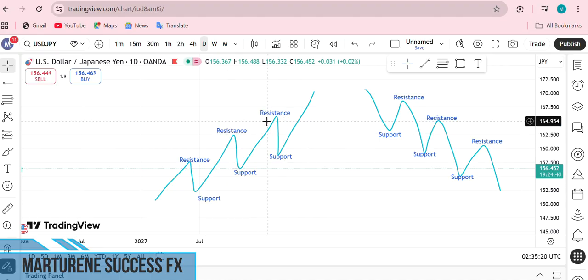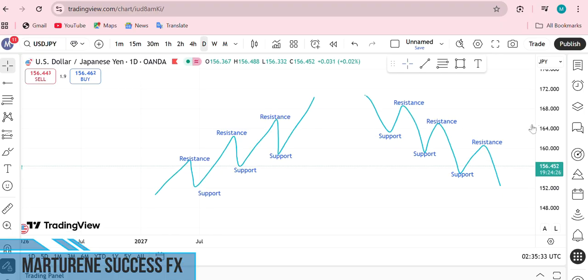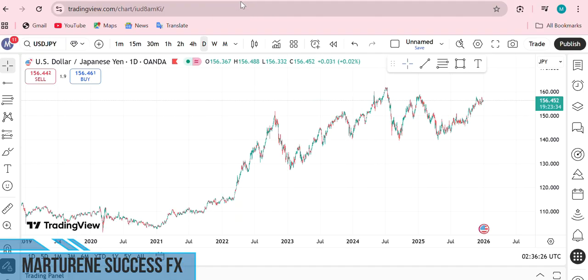Support and resistance is a very strong concept when it comes to technical analysis. It is very important that you know it and you know it very well. Now I will go to the chart and explain some other basic things you need to understand. Then I'm going to plot support and resistance so that you understand it very well.